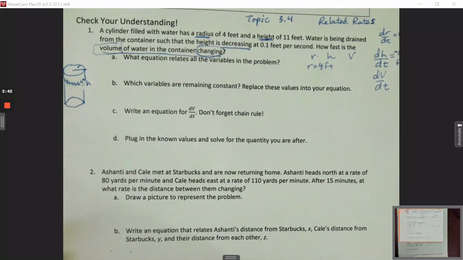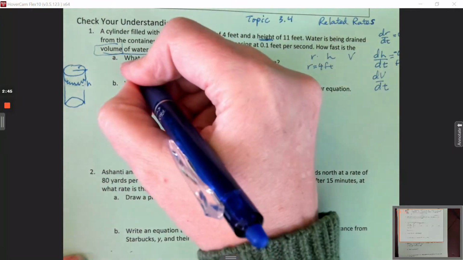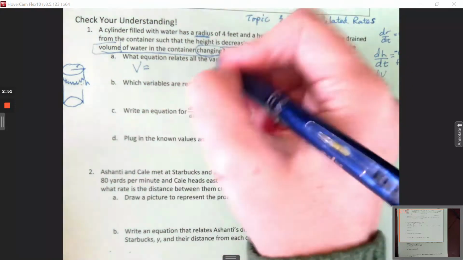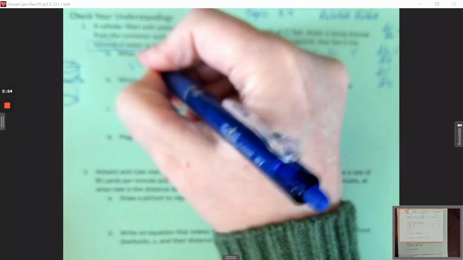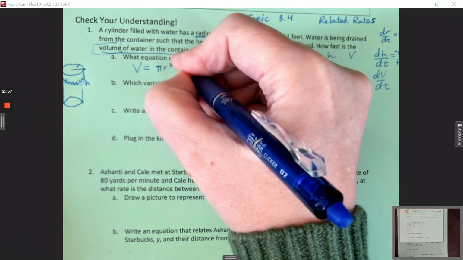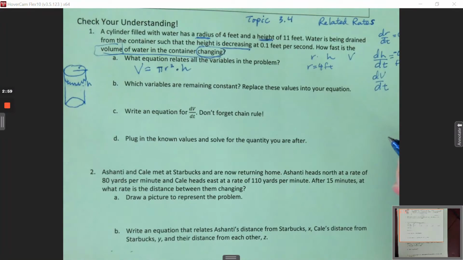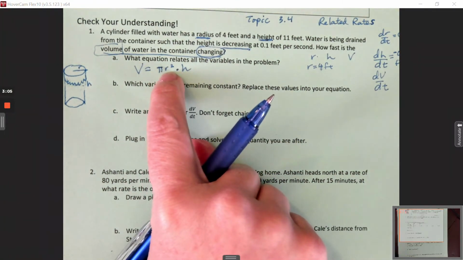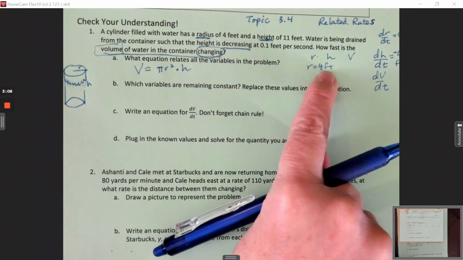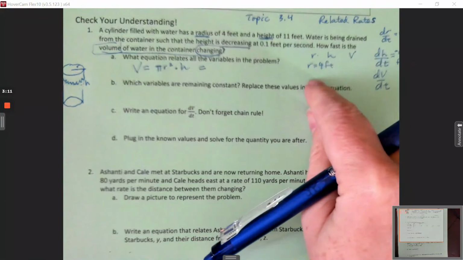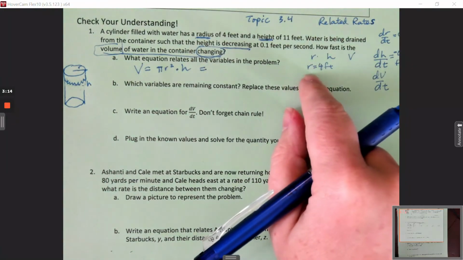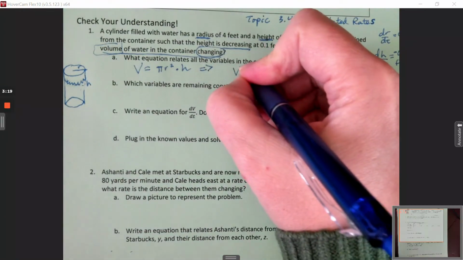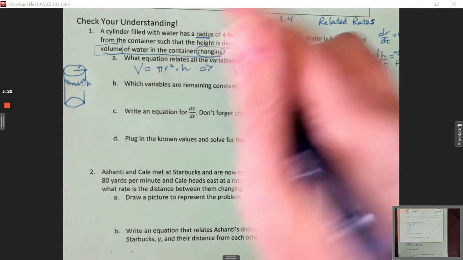Okay, so what equation represents all the variables? That would be the volume of the cylinder. The volume of the cylinder is given by V equals area of the base, since it's a circle, that's pi r squared, times the height. So that's the equation for volume of the cylinder. Remember, r is a constant. Let's go ahead and plug that in right now, because the radius will always be 4. I'm not going to plug anything else in, but I am going to change r out for 4. So I've got V equals pi times 4 squared, which is 16.